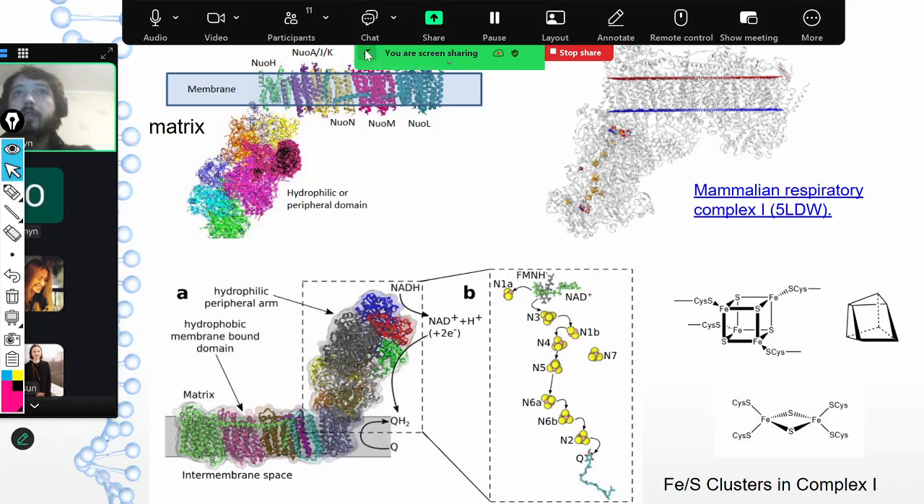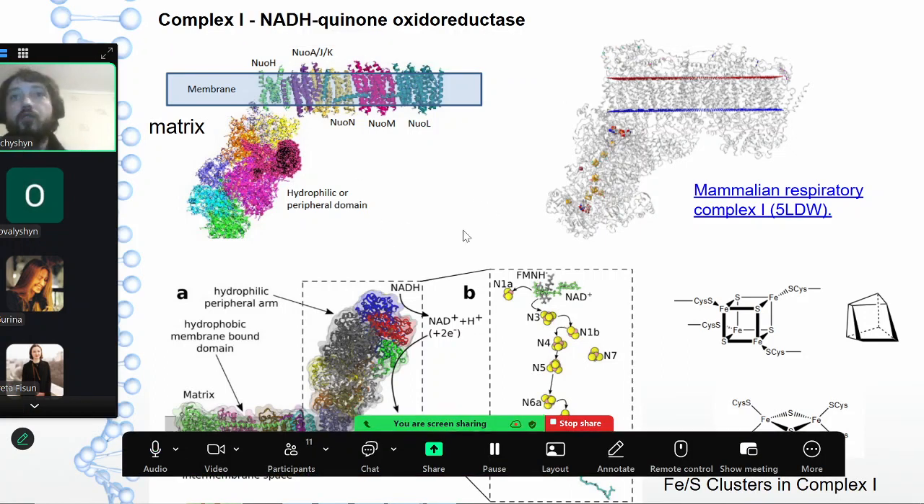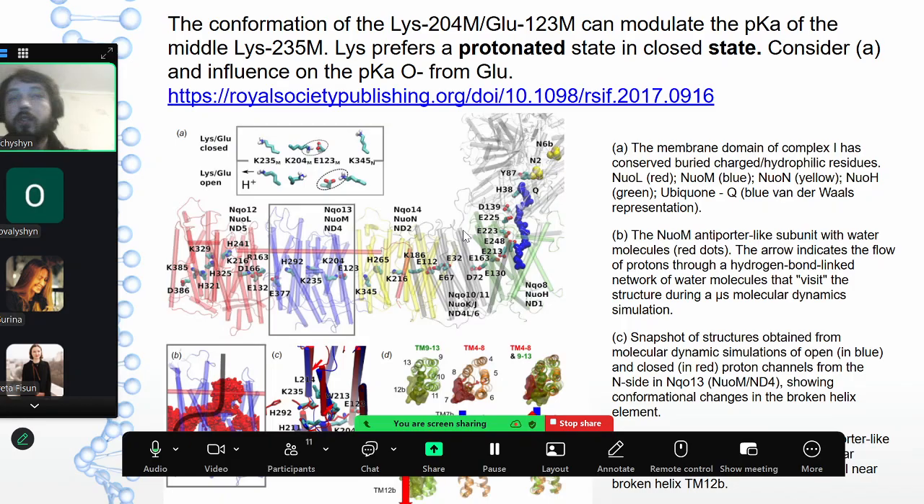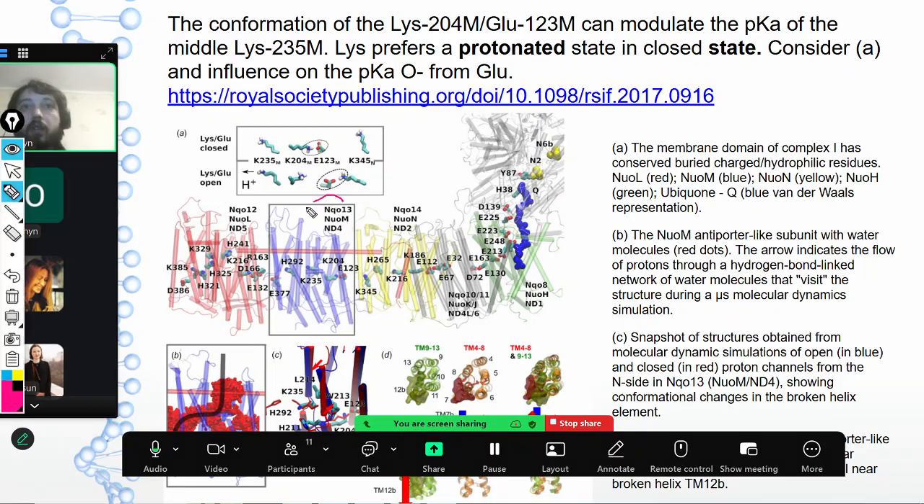Here are different 3D views of these molecules. I'm afraid we don't have enough time to get through all of these. This is, for example, one of the pumps. So this is complex 1, and here you see one of the pumps that takes protons from the internal space and pumps them into the intermembrane space.